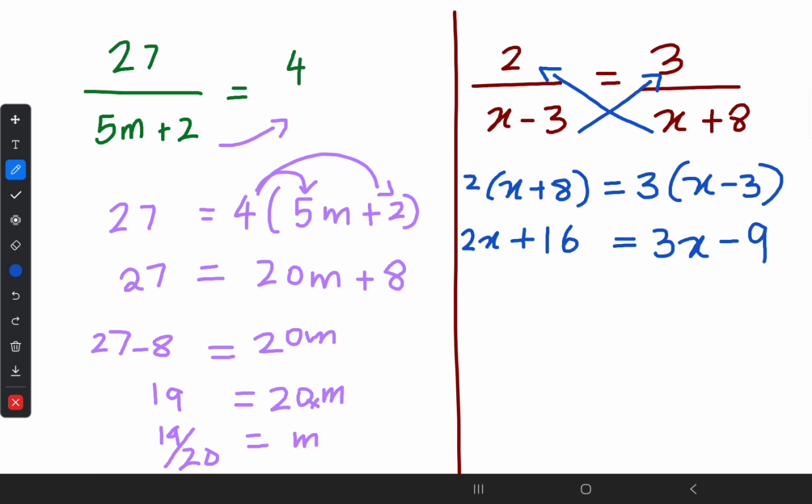Minus 9. We have to bring all the x quantities to one side, and numericals to the other side. If both sides consist of x values, how can we solve that? You have to bring them to one side.